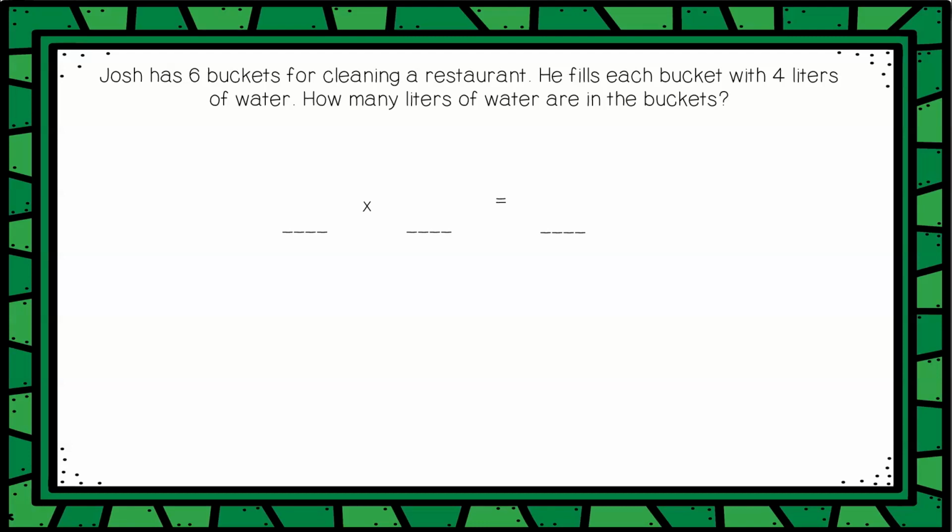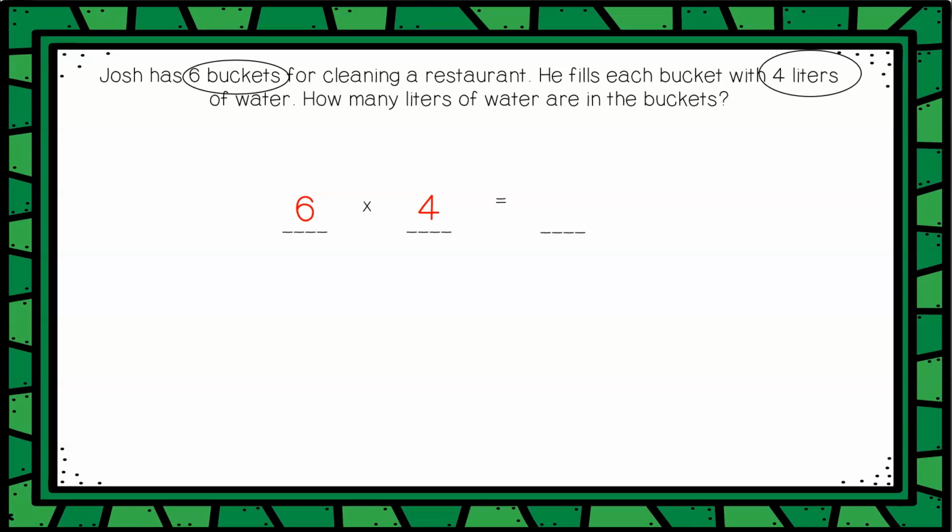Now we can find the important numbers. First is 6, which represents the total number of buckets that will be used for cleaning the restaurant. The other important number that we see is 4, which represents the liters of water that will go in each bucket. Let's plug those numbers into the equation we've started to set up. 6 groups, or buckets, of 4 liters of water. Now we can do 6 times 4 using the strategy of your choice. Remember, you can use skip counting, you can draw equal groups, you can draw an array, you choose.